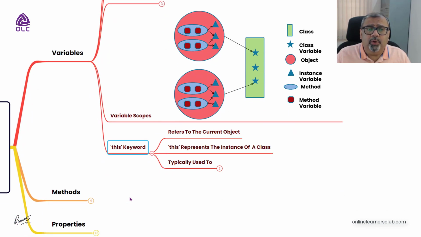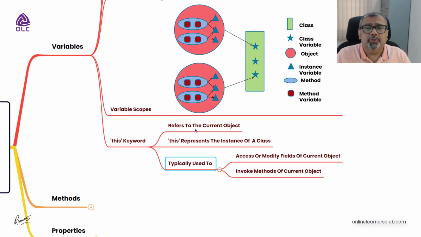And then we do have the this keyword. The this keyword refers to the current object that we are referring to and represents the current instance of the class. This is typically used to access or modify the fields of the current object.